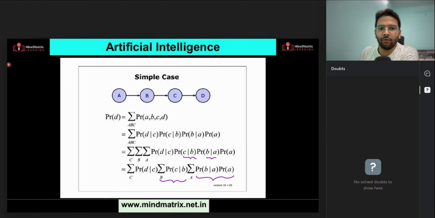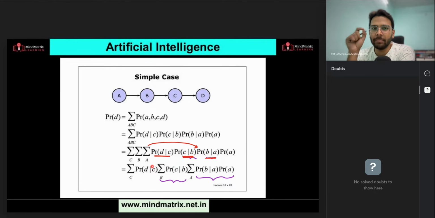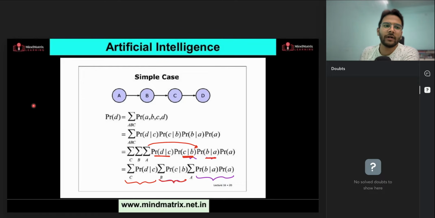Why am I doing so? If you carefully observe, summation over A: do you have any term with A here? No. Here? No. Here? Yes. So I'm taking this summation over A just before this one. Clear? Similarly, summation over B, whichever term we have B, we place it just before that. So we have placed this summation over B just before this one. And then we have simply summation over C. Is this clear so far? How we are rewriting this? Any doubt here? Simple, right?